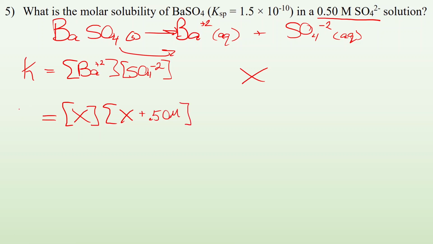And that's got to equal my Ksp. Now we're going to do a little trick here. I'm looking at Ksp. It's a really tiny, tiny, tiny number. So when I do this x plus 0.5 molar, I know x is probably going to be really, really tiny. So when I add it to 0.5, I'm going to say that is still 0.50 molar. The concentration of that didn't change.